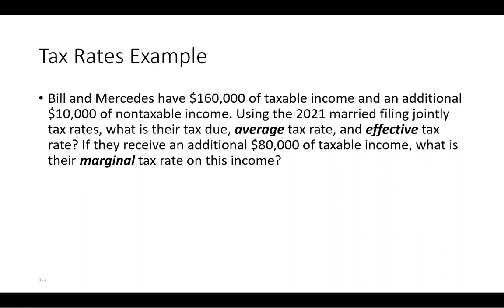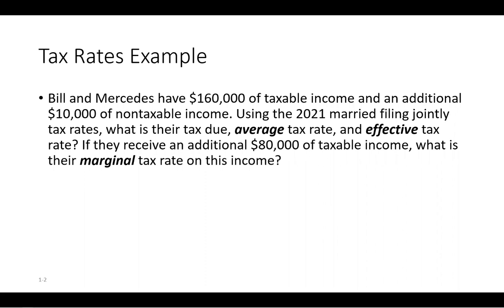Bill and Mercedes are married. They have $160,000 of taxable income. And in our discussion on taxes, that's where we compute federal income tax, taxable income. They also have an additional $10,000 that is not taxed during the year. They file a married filing jointly tax return. And we're going to be talking about different ways individuals file their tax return. So this is one way a married couple can file their tax return. Together, they report both their incomes on one tax return.